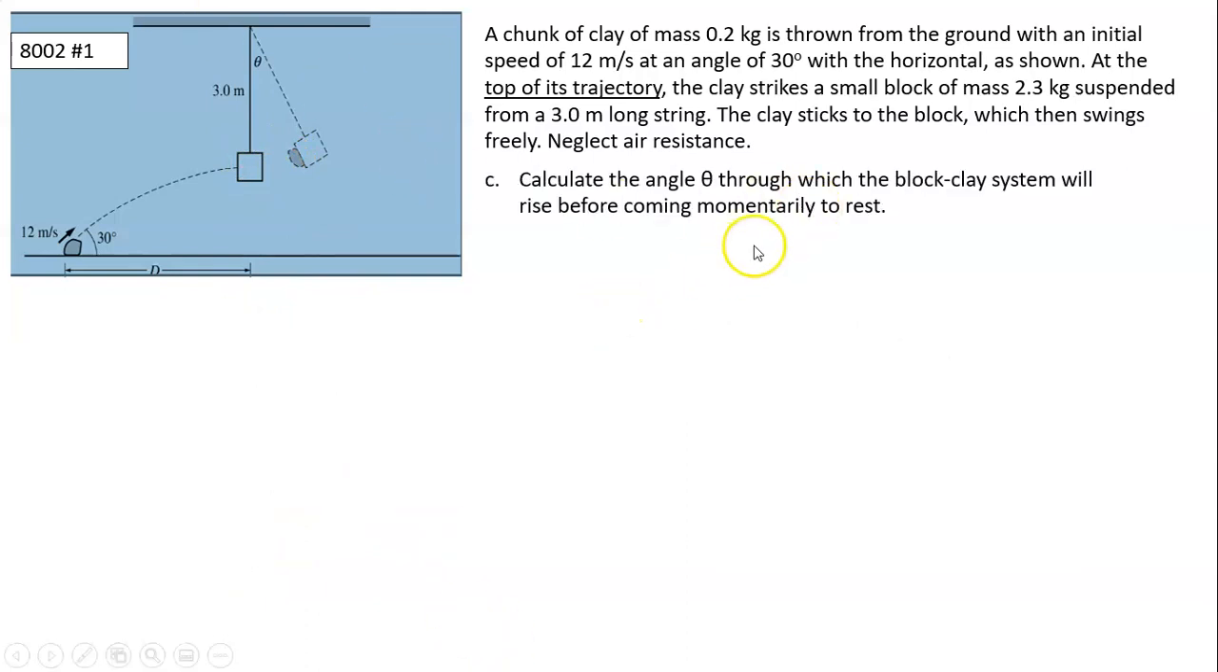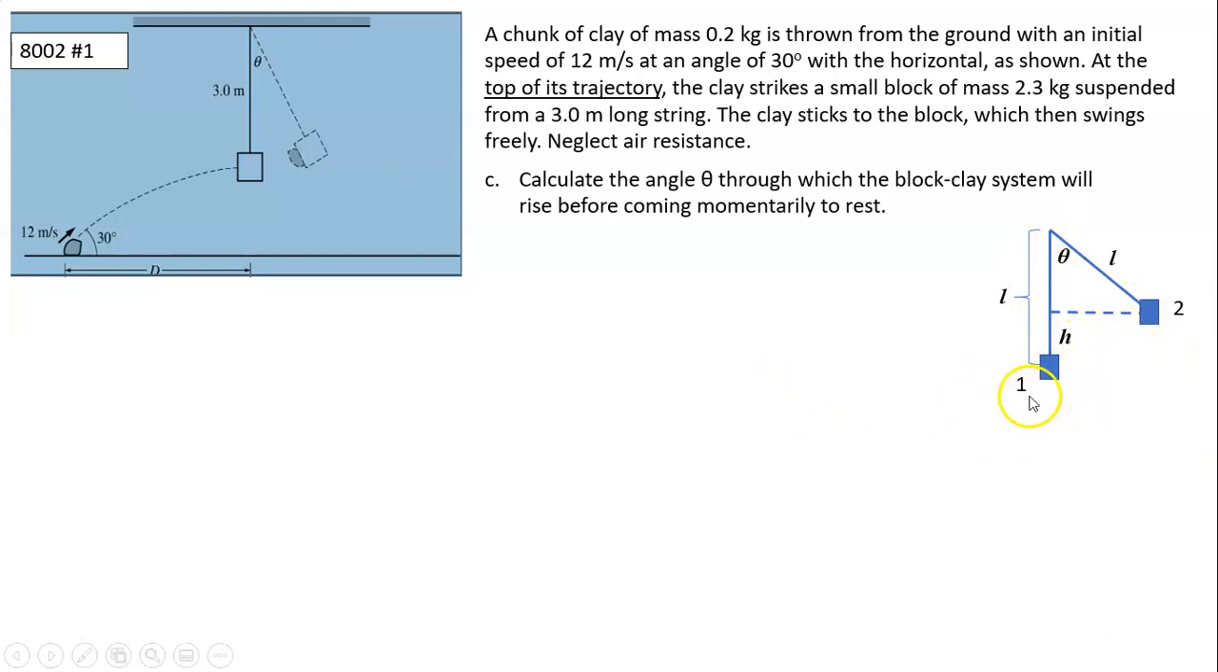Part C, calculate the angle through which the block-clay system will rise before it comes momentarily to rest. So over here, you have a speed, then this is going to swing all the way up. What is the angle when this block stops? Let's draw a picture over here. Here is the block. Here is the highest point. And what is this angle? During this time, the energy is conserved. The reason is that the only force doing work is gravity. Tension does not do any work because tension is perpendicular to the displacement.